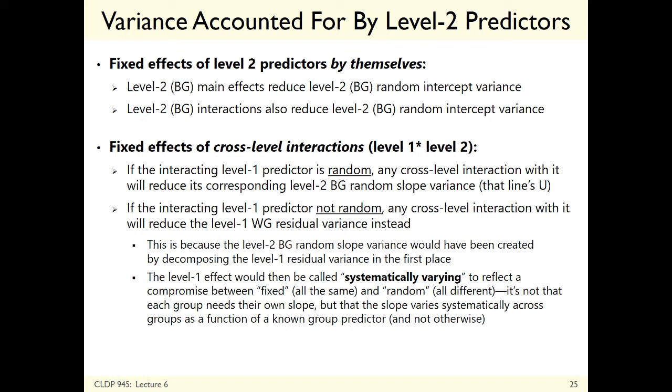Fixed effects of level 2 predictors by themselves, their main effects, reduce level 2 random intercept variance. Level 2 interactions also reduce random intercept variance. If you have a cross-level interaction, if the level 1 predictor is random, that cross-level interaction will reduce that random slope variance. If the level 1 predictor is not random, it will reduce the residual instead, and the level 1 predictor would be called systematically varying.